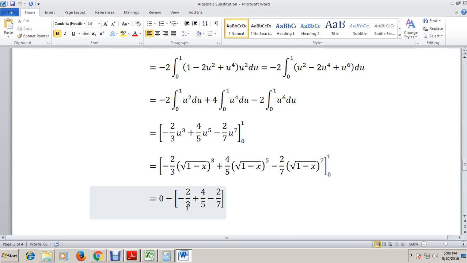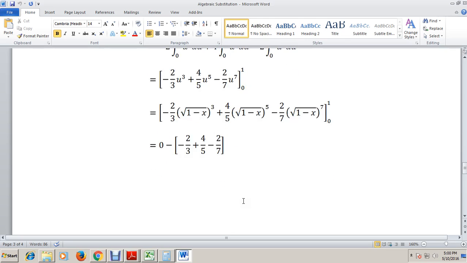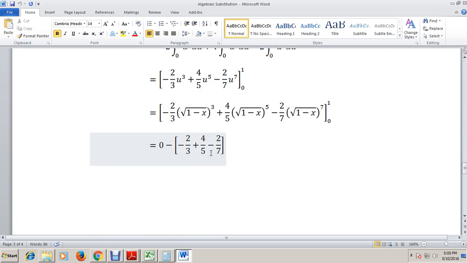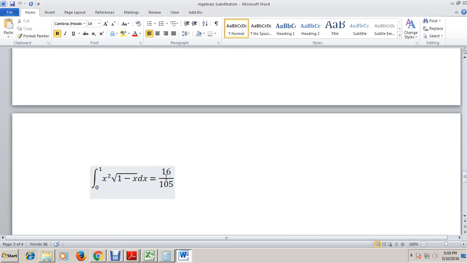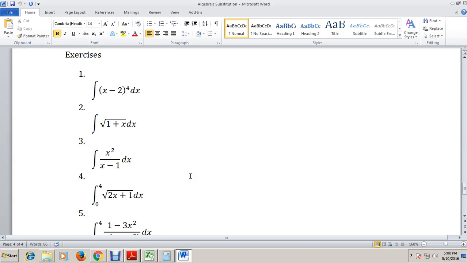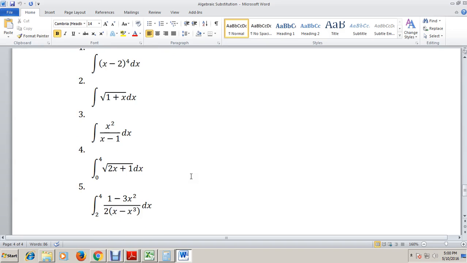Of course, this is a simple addition of fractions. This should result into positive 16 over 105. I'll just leave you the solution of how we were able to get 16 over 105. Okay, so this ends our discussion on algebraic substitution, and I'll be asking you to do the algebraic substitution or the solution for the following exercises.